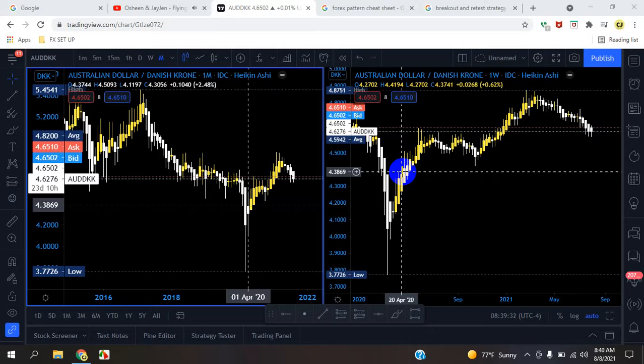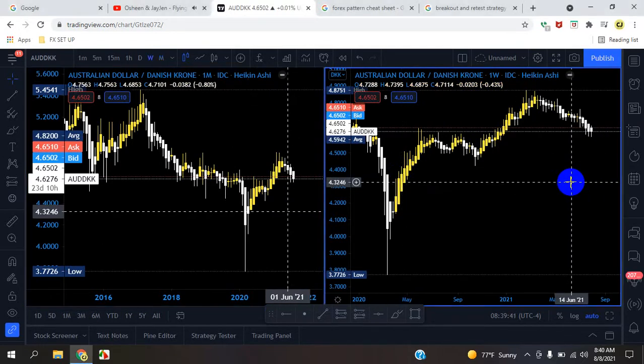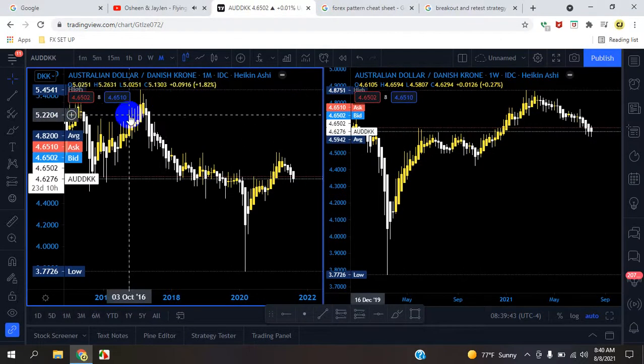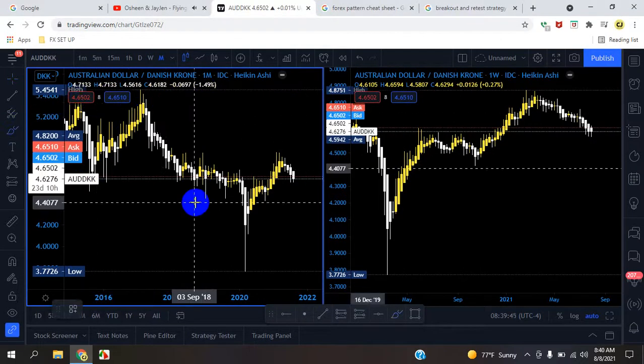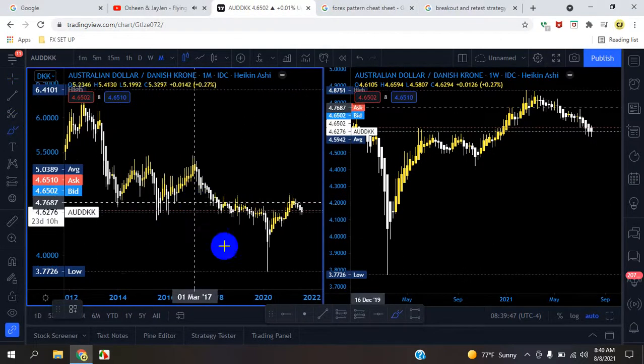All right, guys, we are marking up AUD/DKK, and we do have the dual screens up. On the left side, we're looking at the monthly. On the right side, we are looking at the weekly. Let's draw it back a little bit on the monthly time frame and see what's going on in the market.